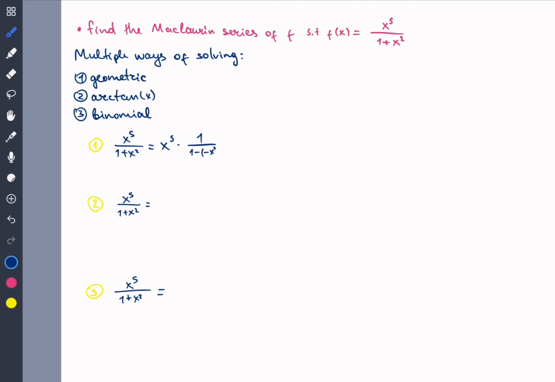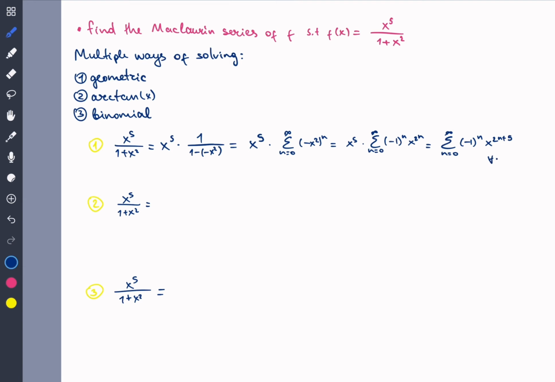I just rewrite this function just as we did before to prove that arctangent x is the series that is given. So we get x to the power of 5 times the sum from 0 to infinity of minus x squared to the power of n, which is equal to x to the power of 5 times the sum from 0 to infinity of minus 1 to the power of n times x to the power of 2n, which is equal to, we have to just combine the powers of x. We have the sum from 0 to infinity of minus 1 to the power of n times x to the power of 2n plus 5.